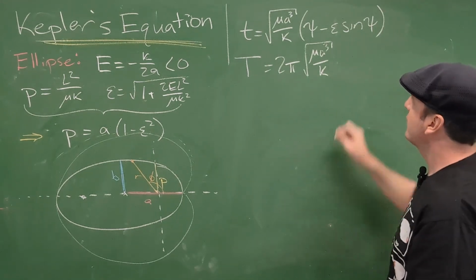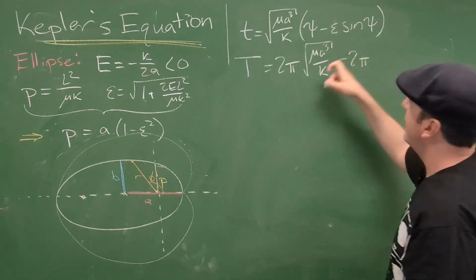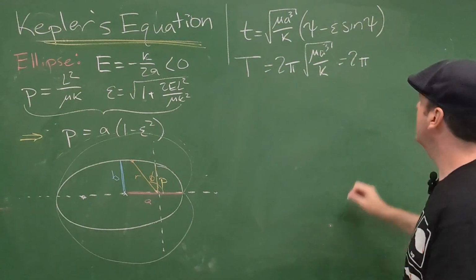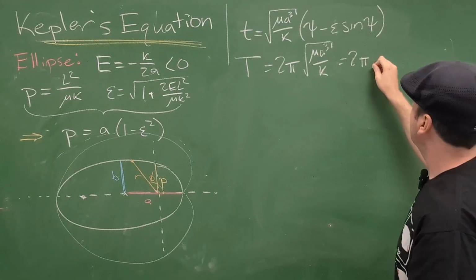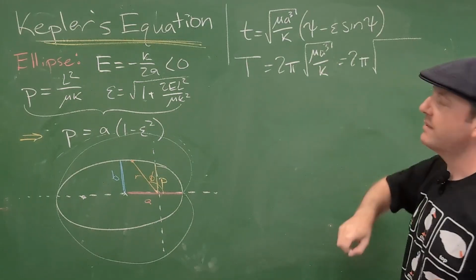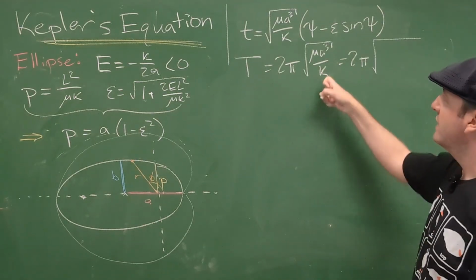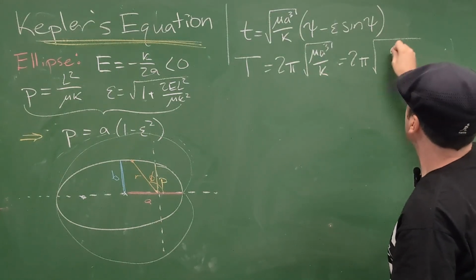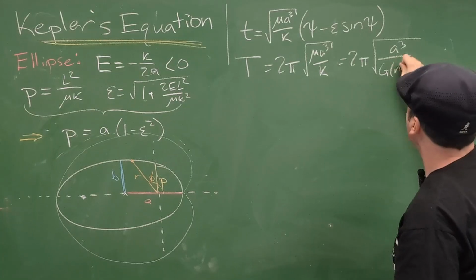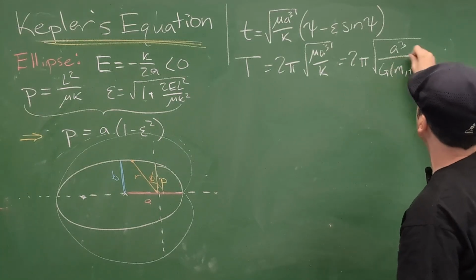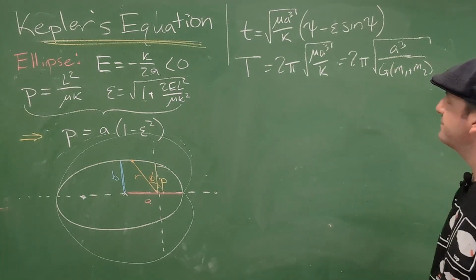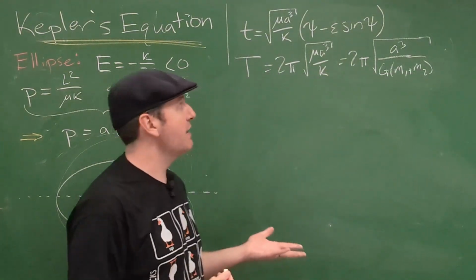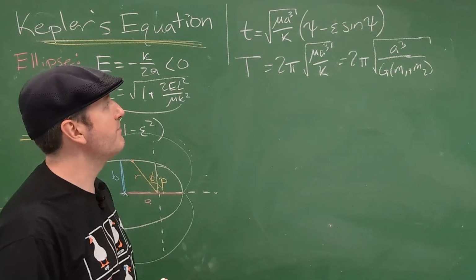If we wanted to be a little more explicit, we can go ahead and plug in what the mu and the kappa are, recalling their definitions. And we'll go ahead and write that. So mu is going to be a product over a sum. Kappa has a product in it. So this will be a cubed over big G times the sum of the two masses in the case of gravity. So this is Kepler's third law. That's nice. That kind of came for free. We didn't have to do anything more.